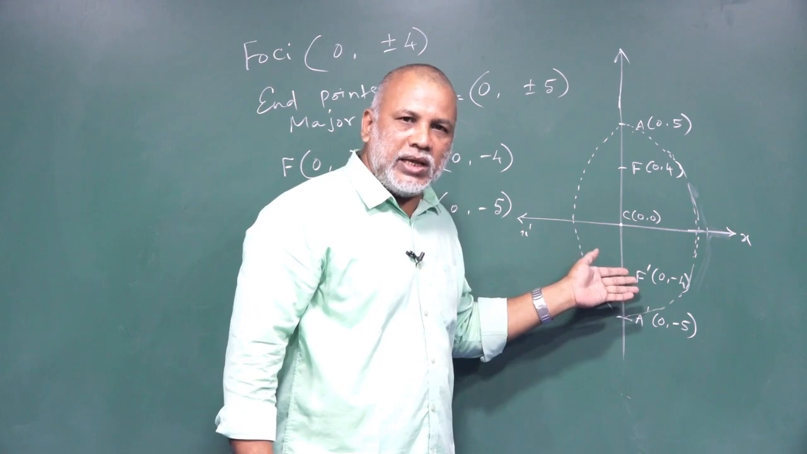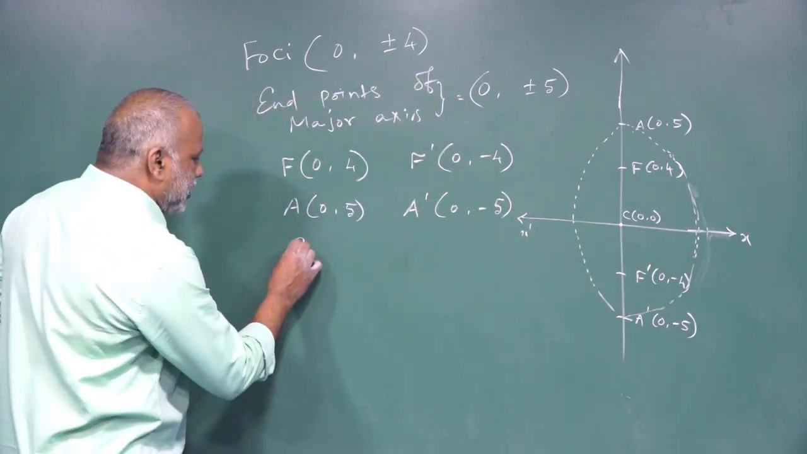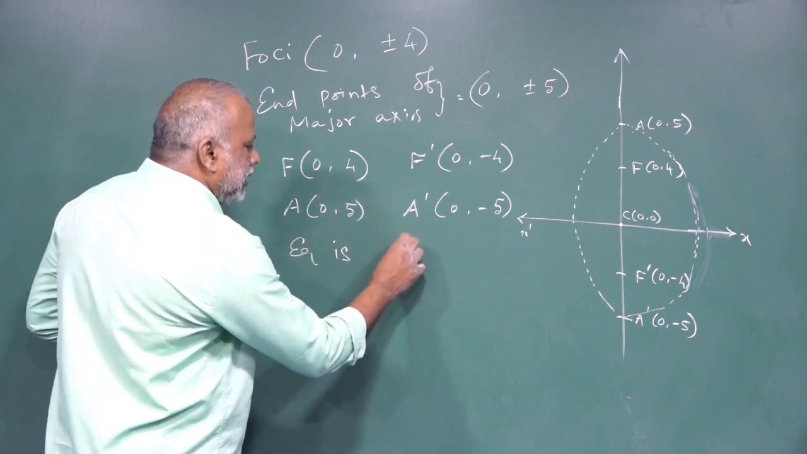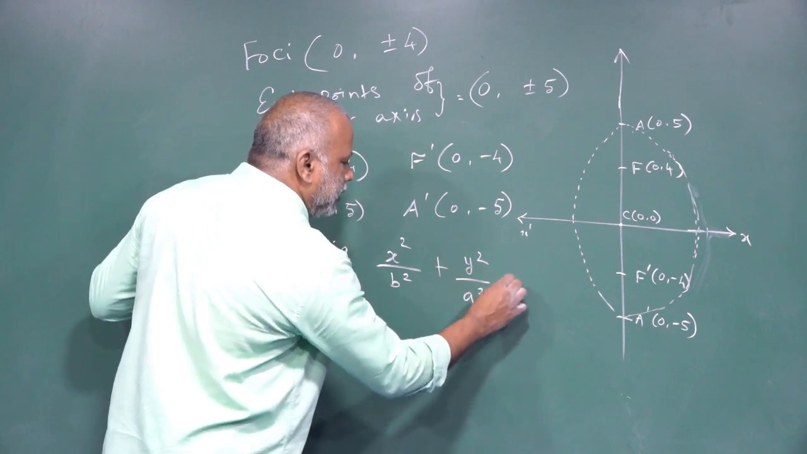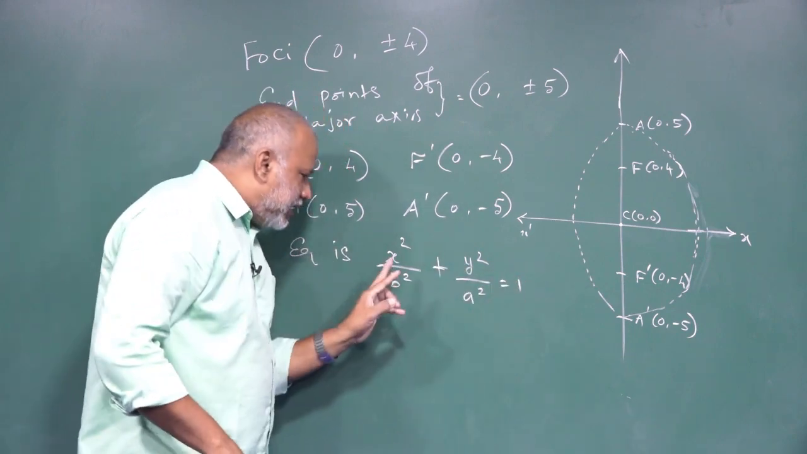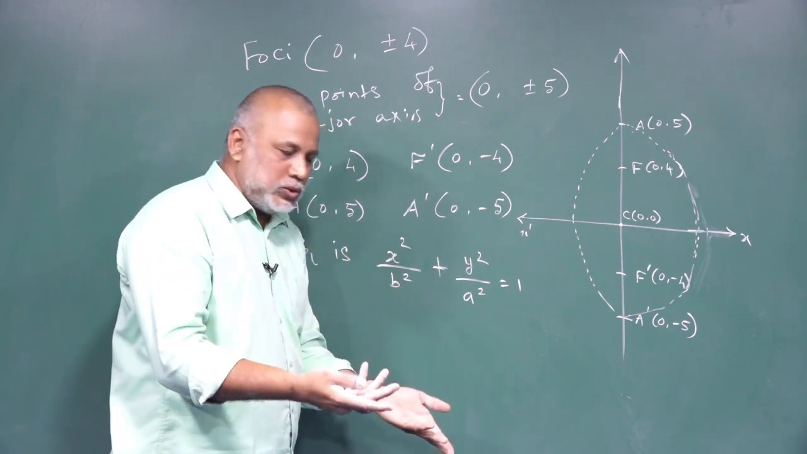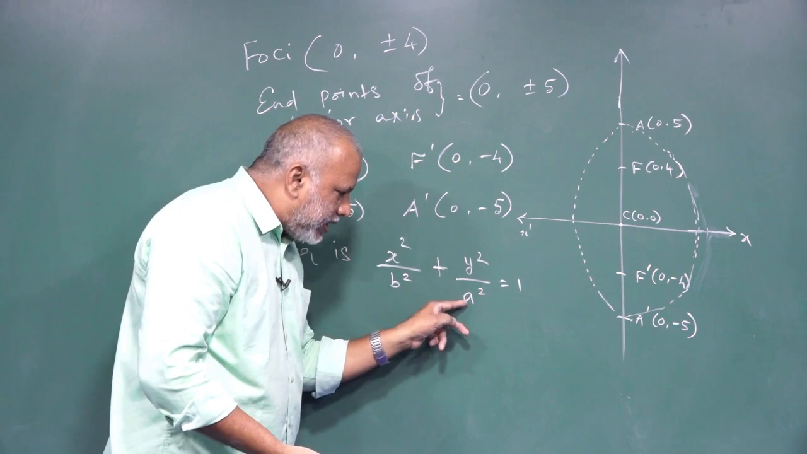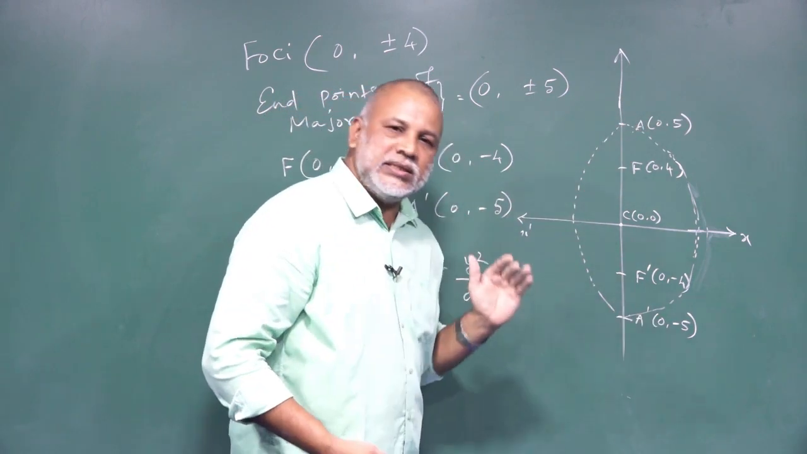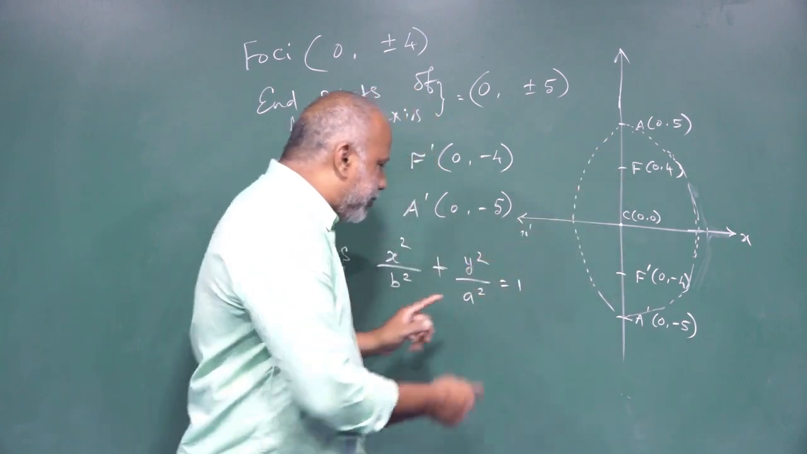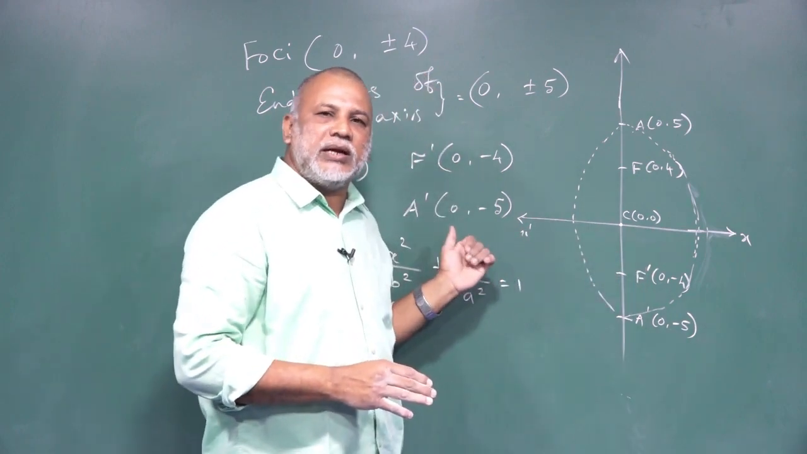It is type number 2 only, because the major axis is along the y-axis. Therefore, the equation is x squared by b squared plus y squared by a squared equal to 1. See, only one difference. If starting with a squared, it means type number 1; starting with b squared is type number 2. Because the major axis is along the y-axis, this must be the major value. A (0, 5), A dash (0, -5). Depends upon this only. We are justifying this belongs to type number 2.